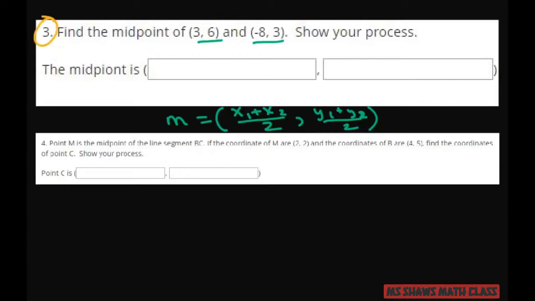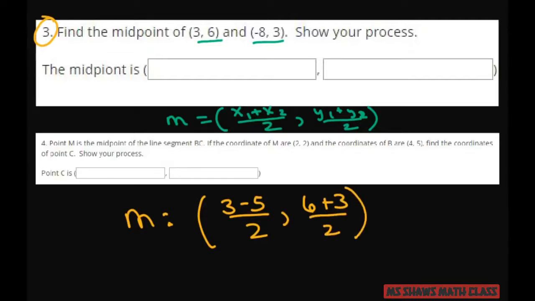So I'm doing this problem first. If we do that, you're going to find the midpoint. You add your x's, divide by 2, add your y's, and divide by 2. That's going to give you 3 minus 8, so that gives you negative 5 divided by 2 and 9 divided by 2. So that's your midpoint there. Oh, this is spelled wrong, so midpoint.